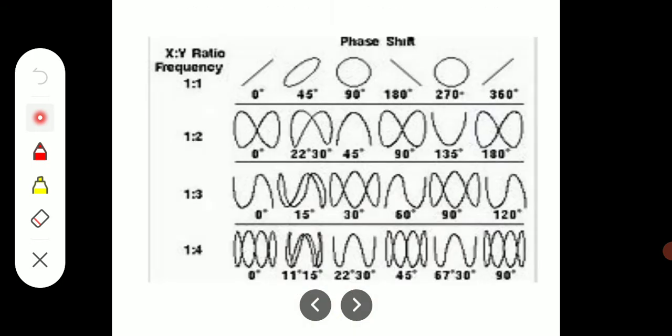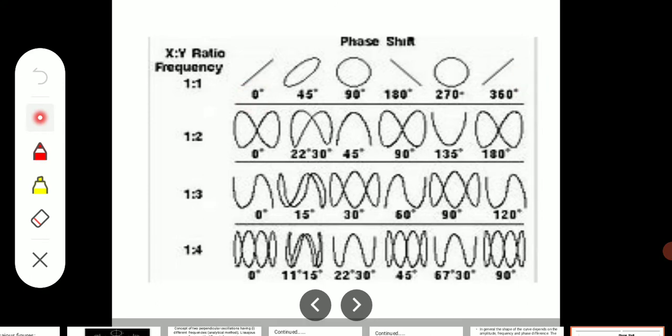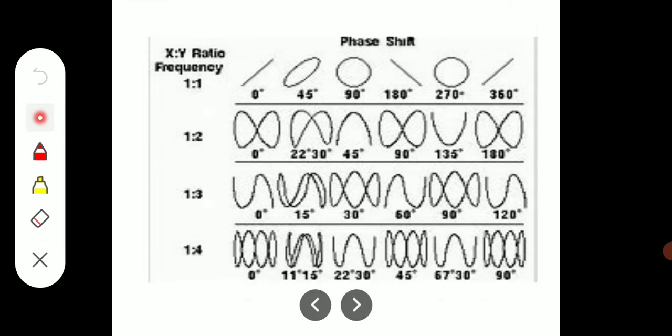Now let us see if the ratio increases slowly, the pattern changes. When the angle is from 0 to 360 degrees, in the case of 1 is to 1, we get this kind of a pattern, and if 1 is to 2, we get this kind of a pattern.